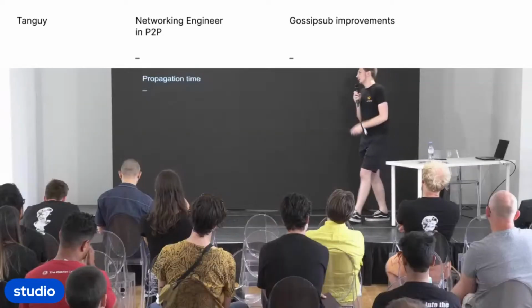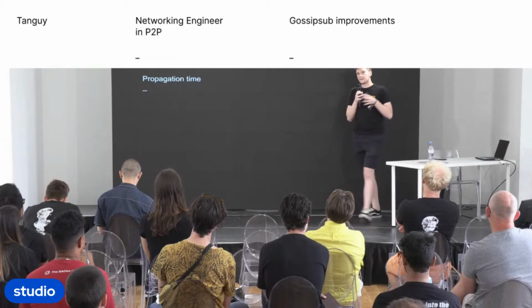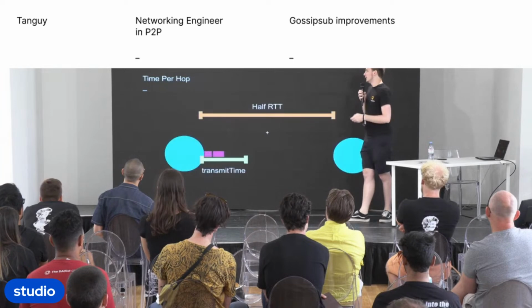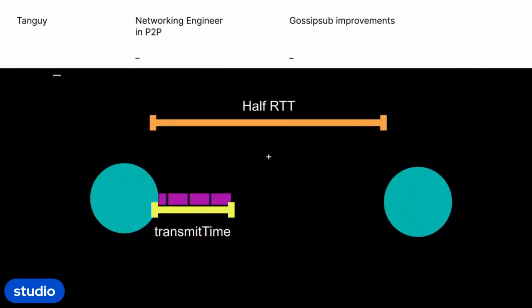Next, we're going to try to understand propagation time, which is how long it takes to take a message from a single node to the entire network. And the first thing we want to understand, again, I made it myself, as you can tell, is how long it takes to get a message from one node to another node. And here it's basically two parts.